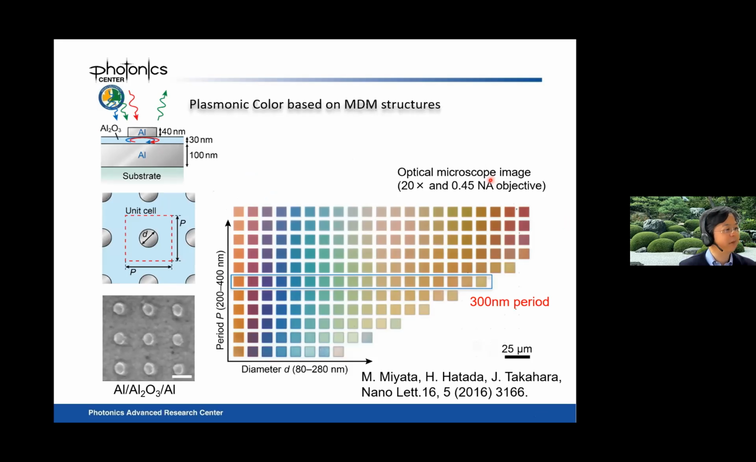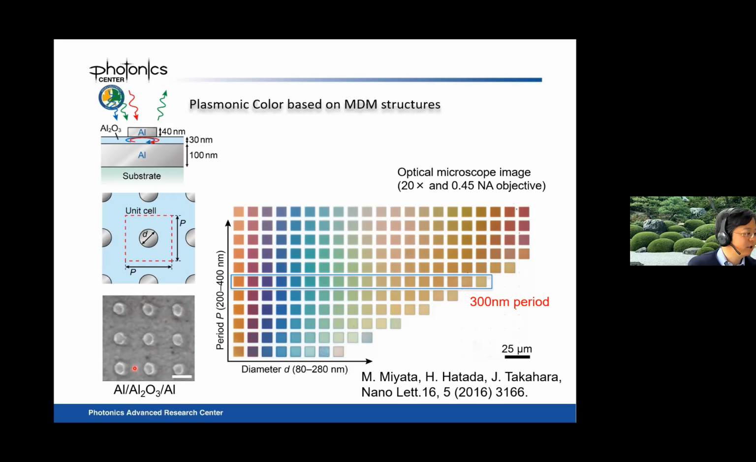This is our study. Here you can see a very beautiful color palette. This is not a simulation. This is an experimental result in the optical microscope. Here you can see very beautiful colors. This does not use dye. This consists of aluminum. Here you can see the structures. This is an aluminum disc, thickness 40 nanometers, and a very thin oxide, alumina, thickness 30 nanometers, and the substrate is aluminum, thickness 100 nanometers. So all the composition is aluminum and alumina.